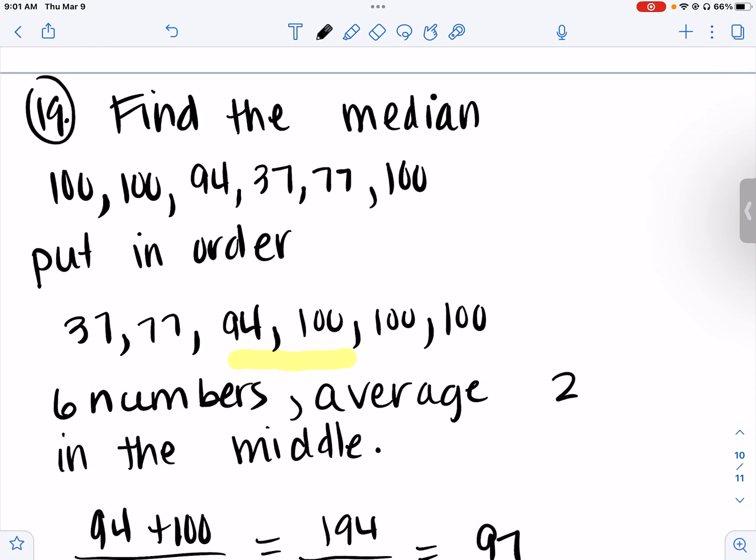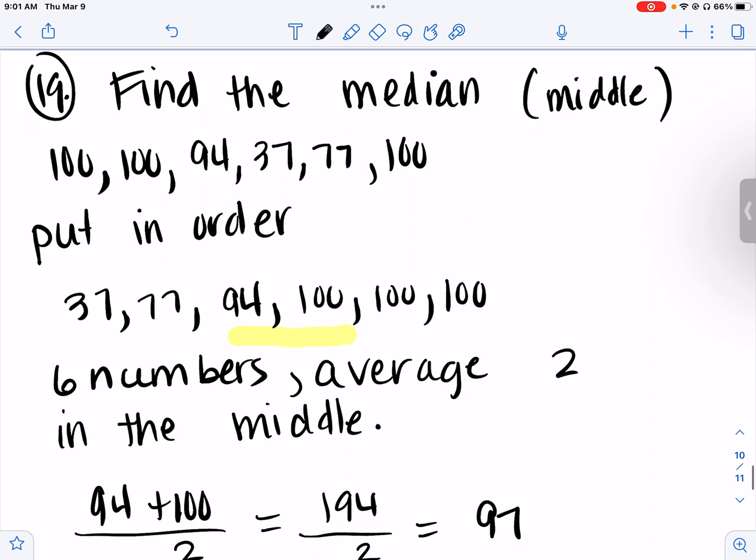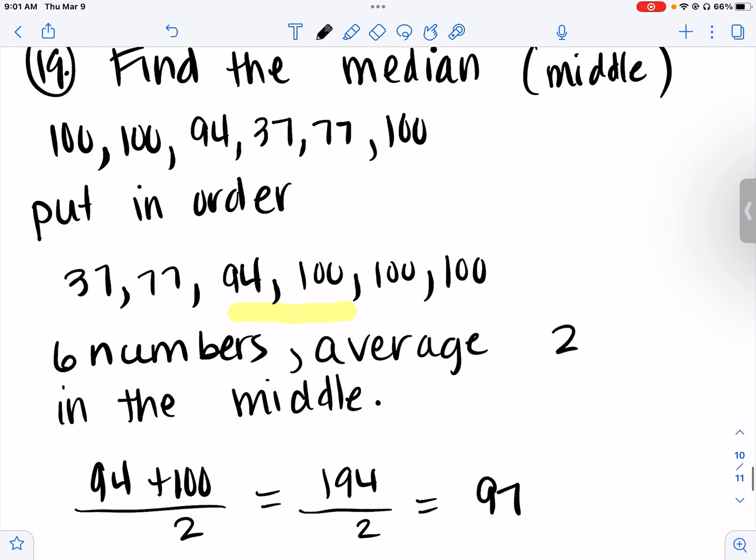Number 19, find the median of 100, 100, 94, 37, 77, 100. The median, you have to put them in order first, okay? The median means the middle number, okay? Like the median of a highway is in the middle. So the first thing we want to do is rearrange them: 37, 77, 94, 100, 100, 100. Okay, put them in order.